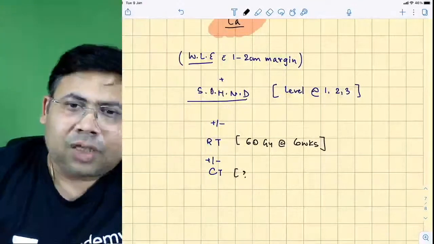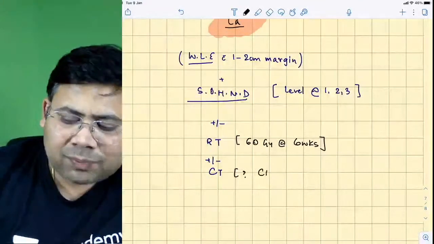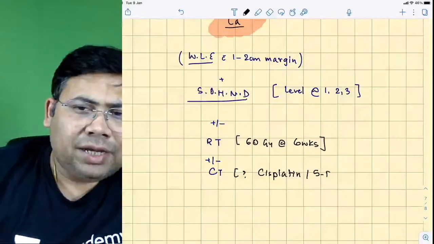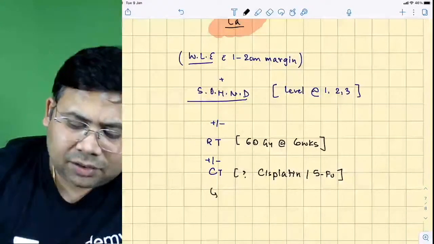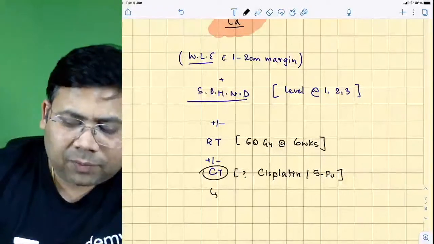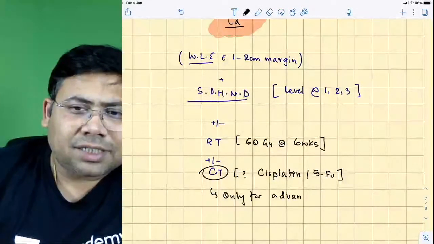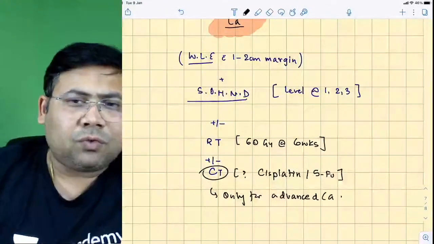If you talk about chemotherapy, we go for cisplatin and 5-fluorouracil. Remember, this is only indicated for advanced cancer. So chemotherapy is only for advanced cancer, otherwise we don't go for it.